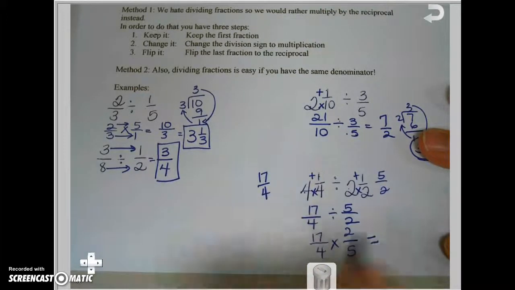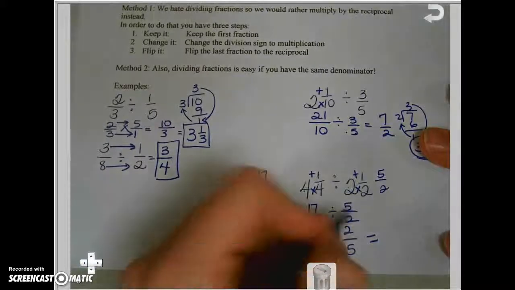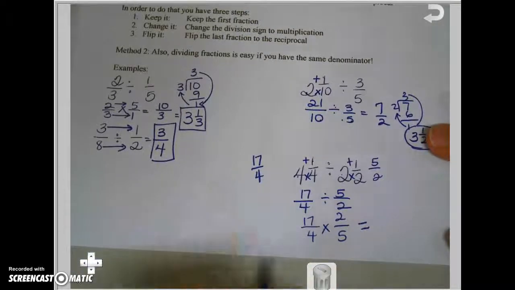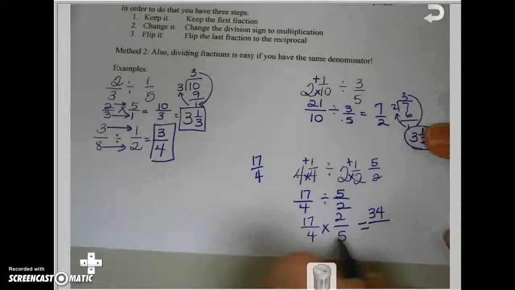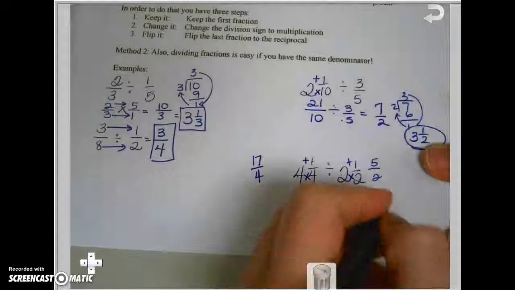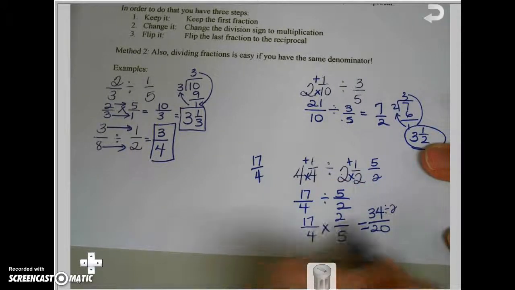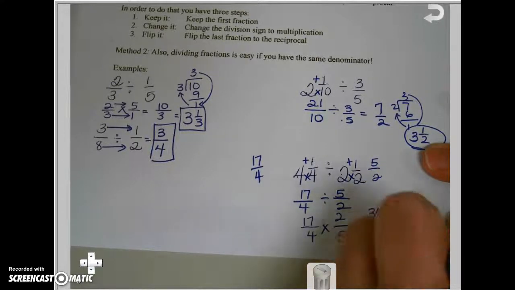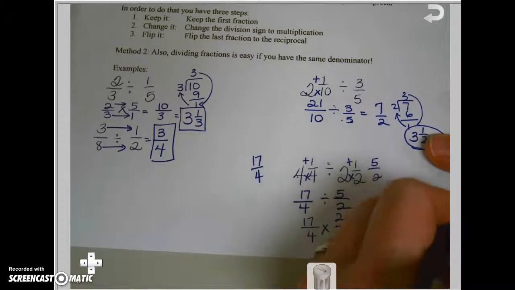Okay. And here I can now, because I'm multiplying, I can now cross simplify. But I'm just going to work it out. 17 times 2 is 34. 4 times 5 is 20. I'm going to go ahead and divide by 2. You see, if I would have simplified by 2 right here, I wouldn't have to be dividing by 2 right here. 34 divided by 2 is 17. 20 divided by 2 is 10. 10 will go into 17 one time, and 7 out of 10 left over.